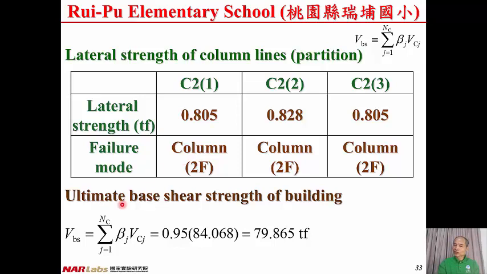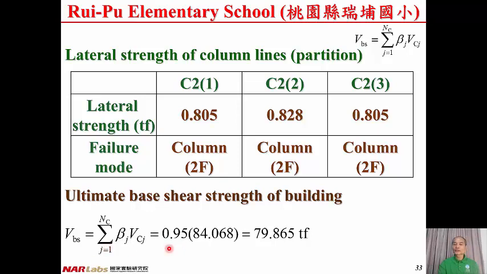Therefore, the ultimate base shear strength of the building, VBS, the seismic capacity of the building, equal to summation from J equal to 1 to NC, beta J times VCJ. VCJ is the lateral strength of column line J, and beta J is the corresponding reduction factor for column line J. Because no failure mode on the first floor, therefore the reduction factor of all column lines equal to 0.97.